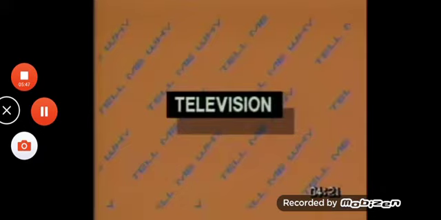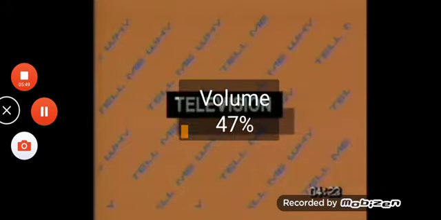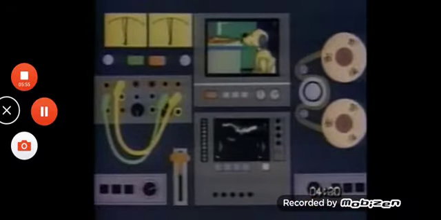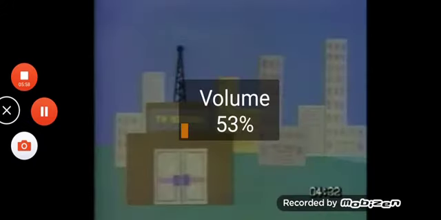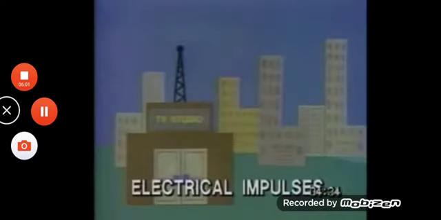What is television? Television really means seeing at a distance. Pictures are not sent through the air. What is transmitted are electrical impulses.